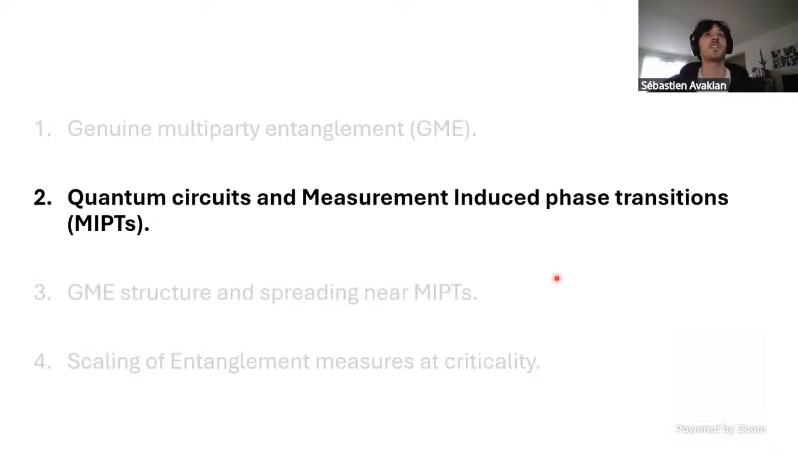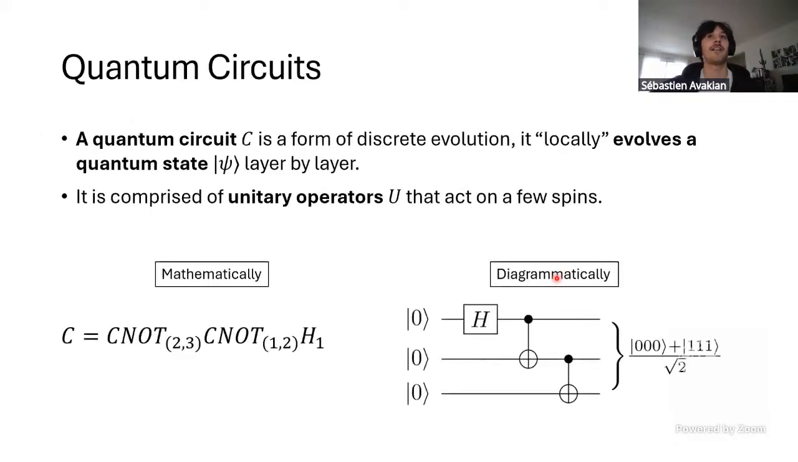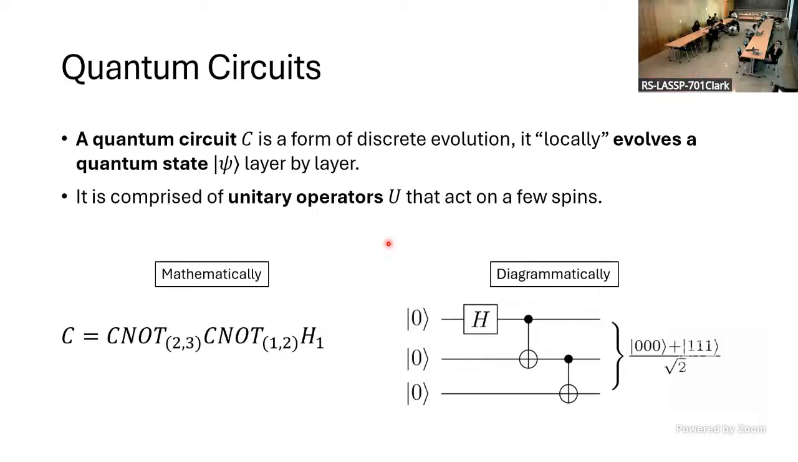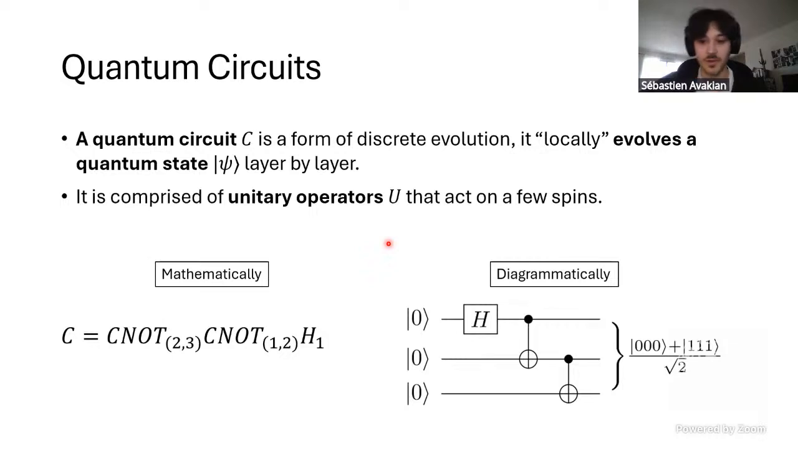Okay, so changing gears. I'm sure many of you are aware of what a quantum circuit is. One can think of it as a way to locally evolve a quantum state layer by layer. It's comprised of unitary operators typically, but it can contain some non-unitary ones, as we will be seeing. And so effectively, it's just a product of operators.